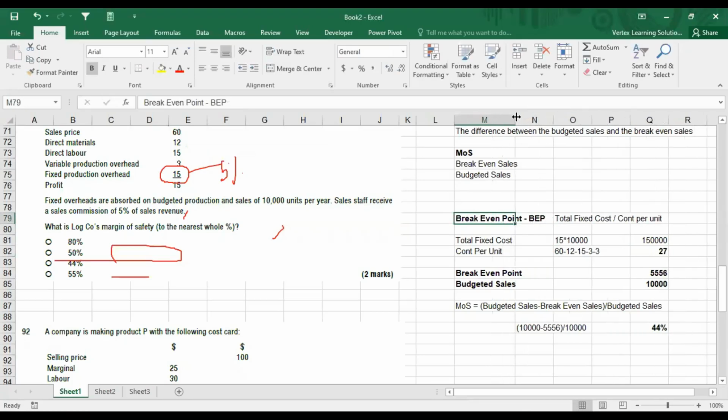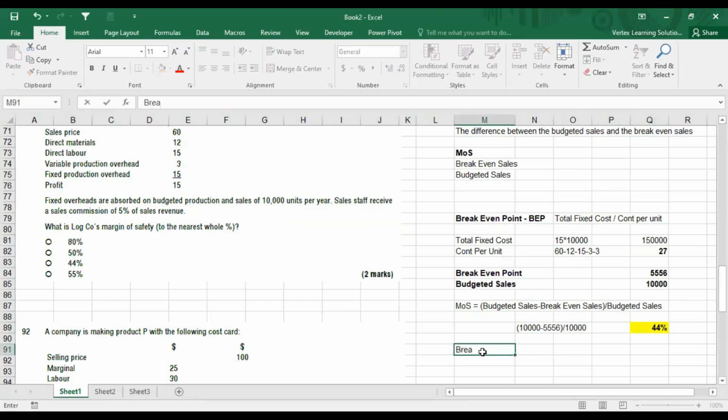Now, just one question here. So 44% should be the answer, which is option C. So you have got a margin of safety which is 44%. Now question is finished. Okay, we have done. Just one quick question. What is your break even revenue? Can you tell me what is your break even revenue now?